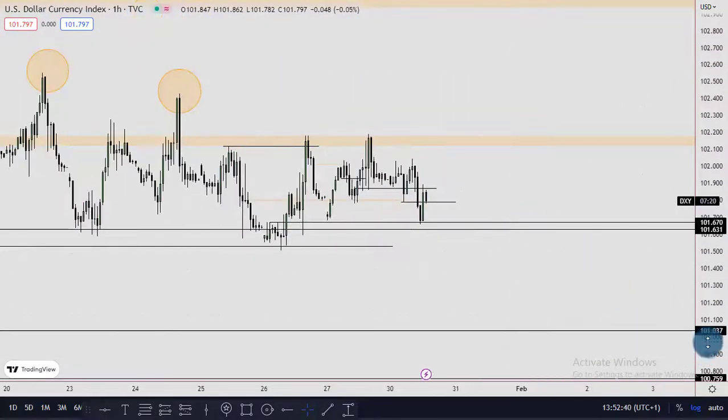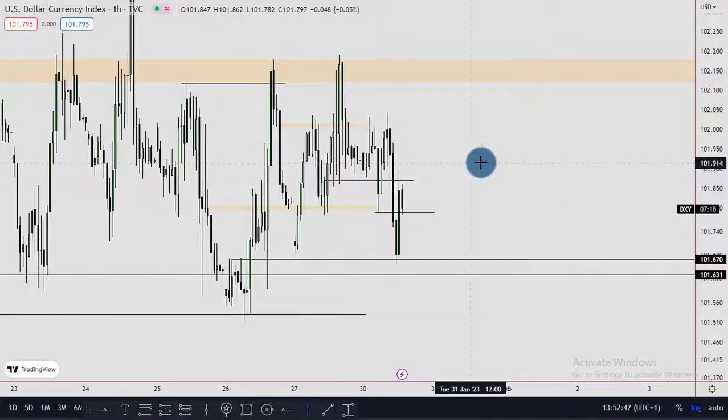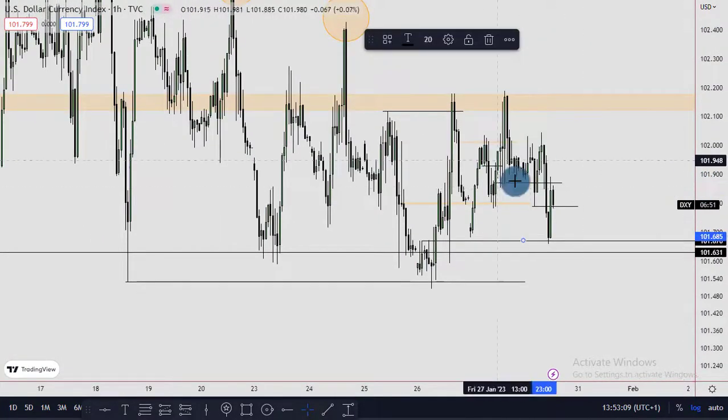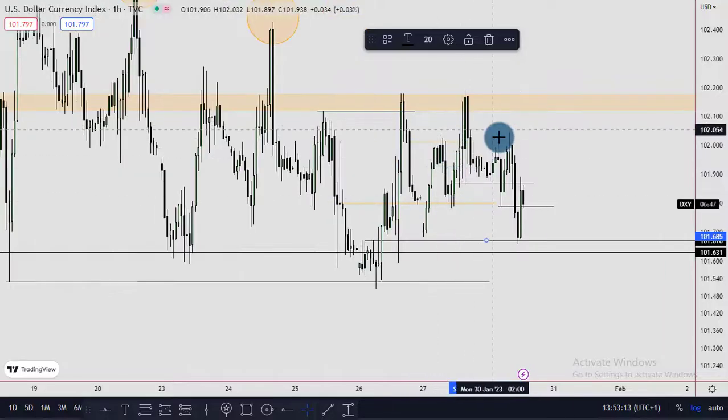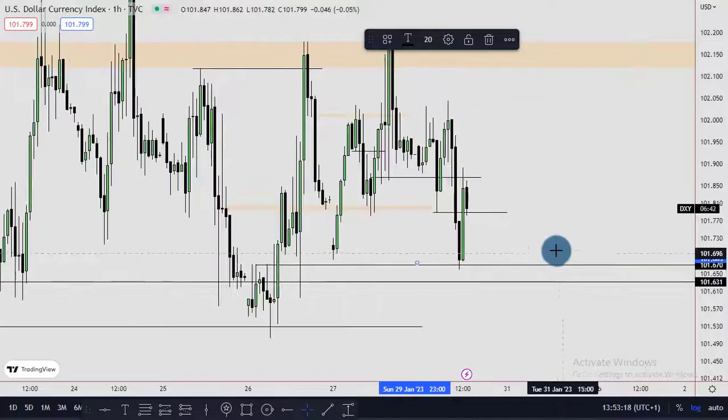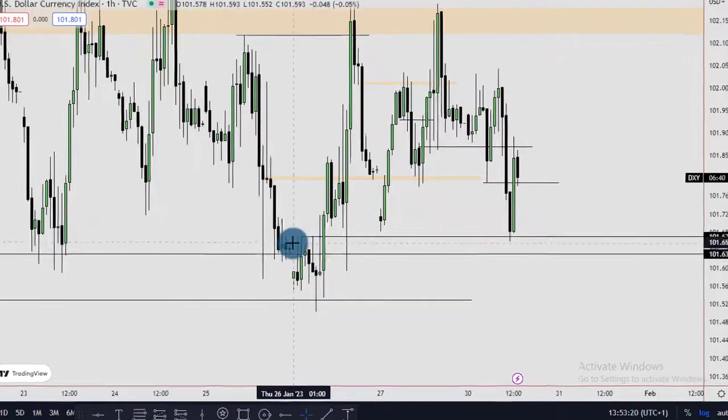Now let's look at what price has done today on the dollar. This is today's price action. We are seeing price rejecting off the breaker block of the 1 hour time frame. So where is that breaker block? This is the breaker block.